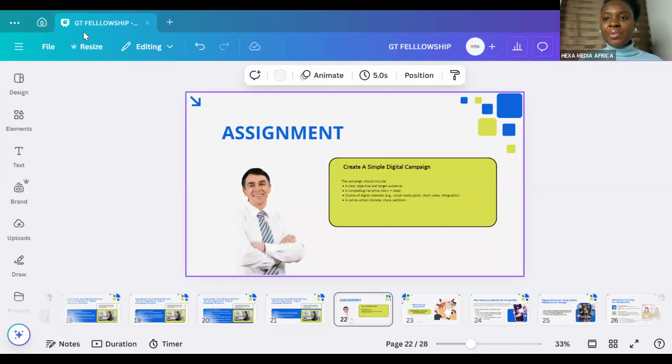And I've been asked to actually give you a task. So I'm going to share a task with you, which is our assignment at the end of today. I would like you to go back and think about your own organization. What is that campaign you would want to create? No organization is the same.